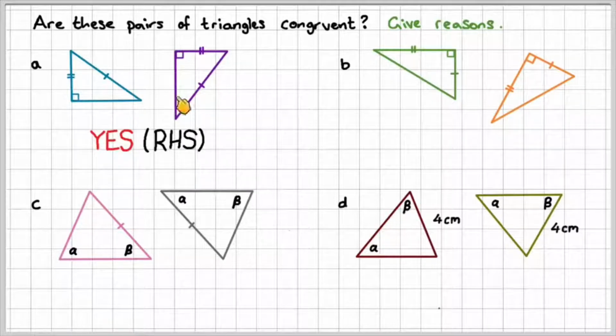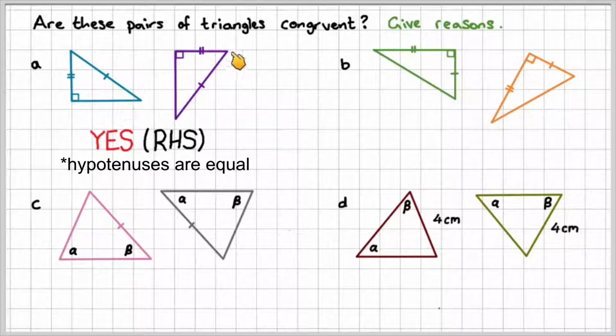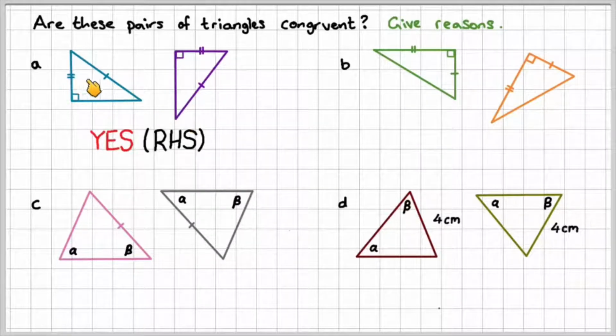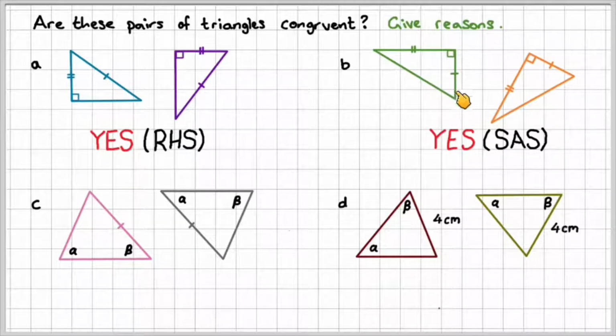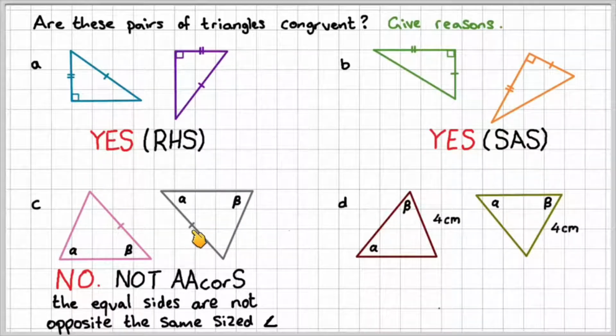So you may have noticed that the first pair of triangles are congruent because they're right angle triangles, the hypotenuses are corresponding, and then the same corresponding side is equal. The second pair of triangles are congruent because side, angle, side, and then the corresponding side, angle, side are the same. You may notice for C that they're not congruent.